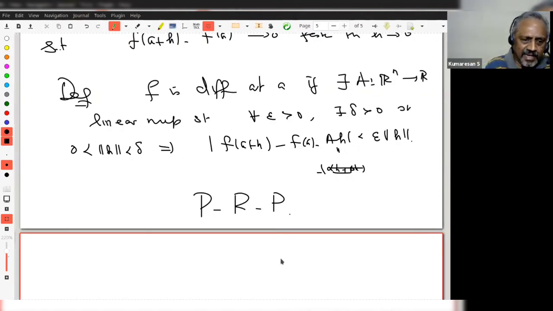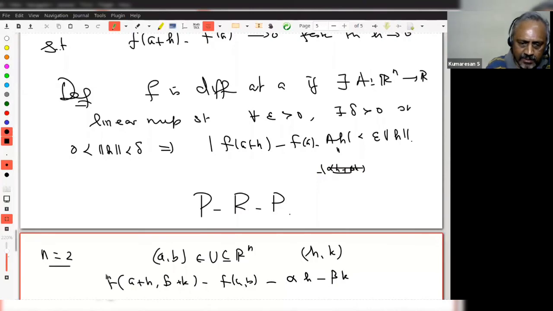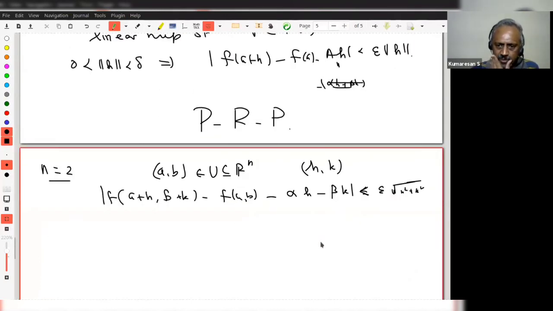Let us try to understand the n equal to 2 case. I will revert back to the R2 notation. Therefore, the point is (a, b) in R2, and my increment is (h, k). Therefore, I am looking at f(a+h, b+k) minus f(a, b) minus alpha times h minus beta times k. This in modulus, I want it to be less than epsilon times the length of (h, k). This was our two variable case.